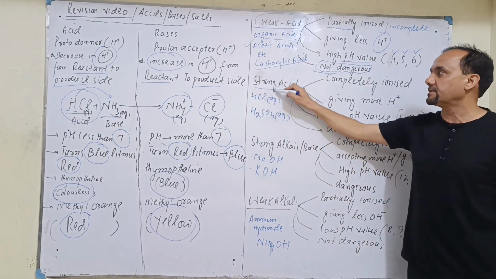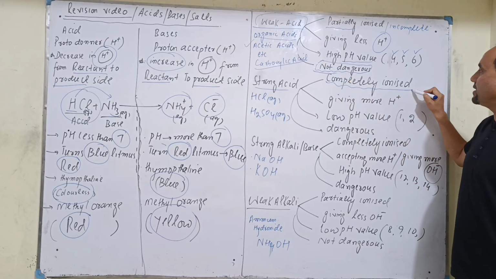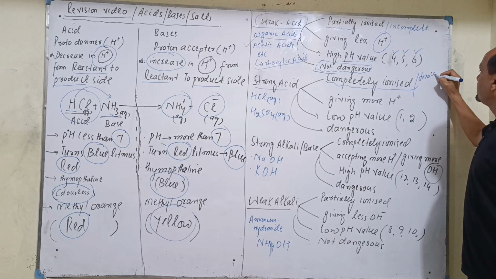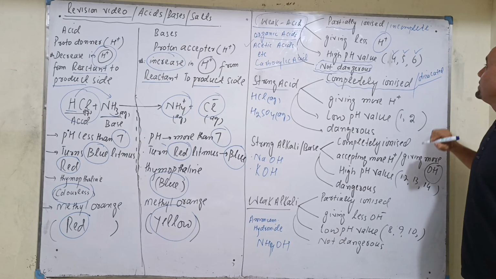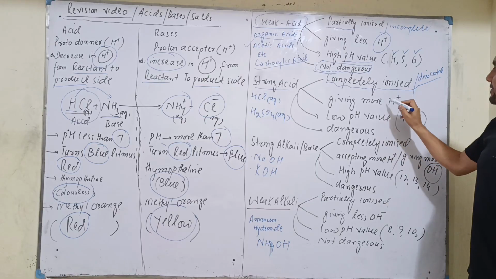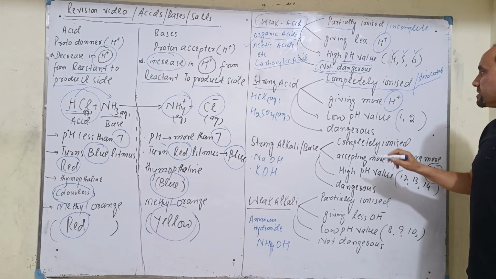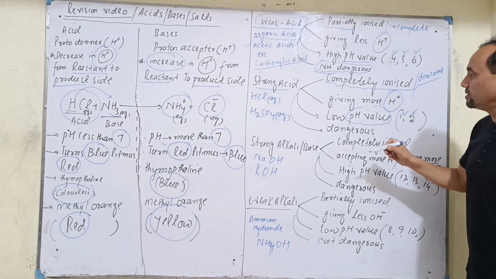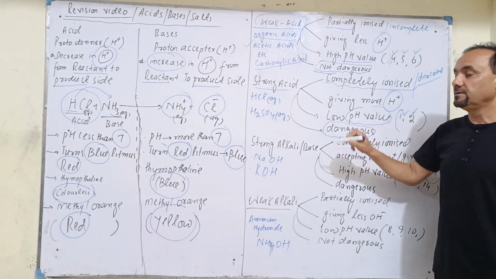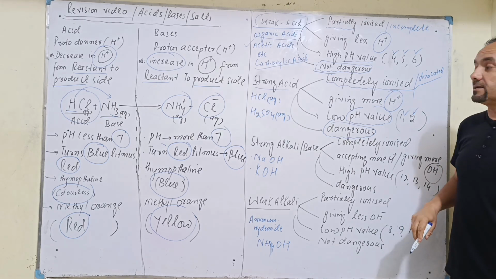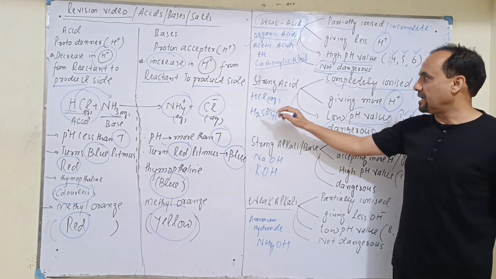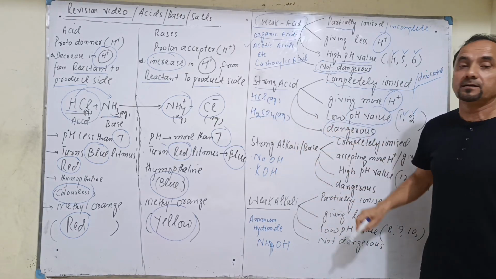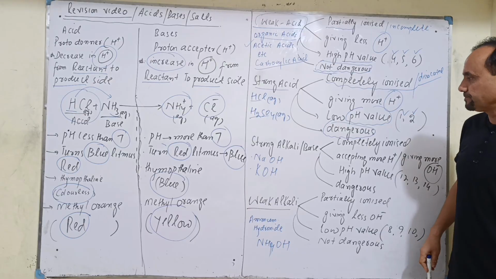Now the strong acids, they are completely ionized. You can also use the word dissociated. Dissociated and ionized mean the same, giving more protons, more hydrogen. The pH value is low, it's 1, sometimes 2, and they are dangerous. They can react with our skin as they will dissolve the protein. The common examples of strong acids are hydrochloric acid, sulfuric acid, and the next one is nitric acid.